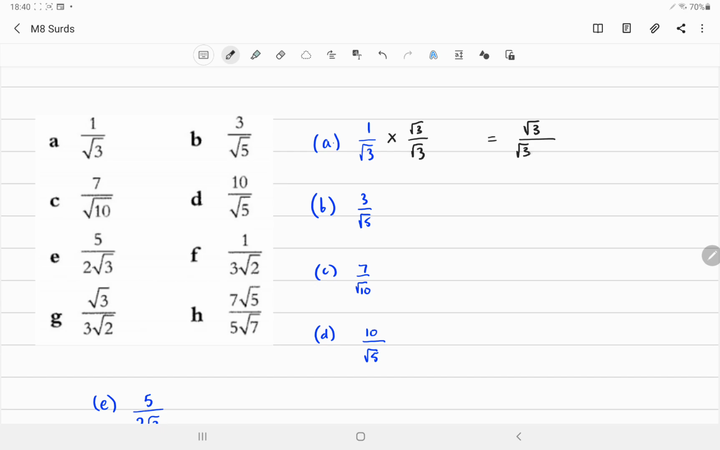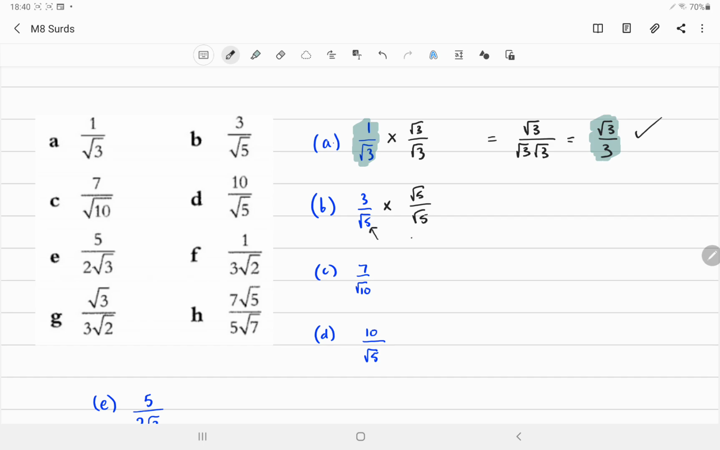Now what happens when we take root 3 and multiply it by root 3? We get 3. So the fraction in the question, 1 over root 3, we have an equivalent fraction now, root 3 over 3, but this one doesn't have a surd on the bottom. So that's us done.